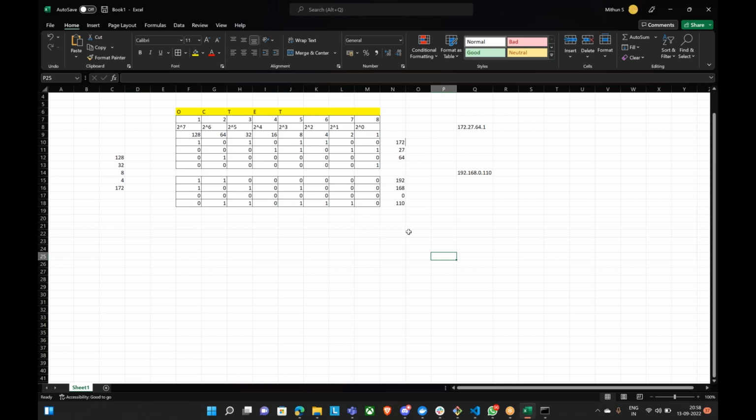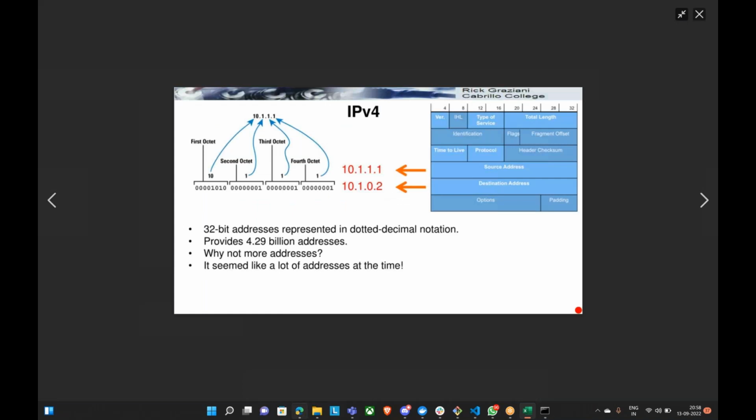Okay, so now you know how we can calculate the binary representation of a decimal number. Now they decided IPv4 is sufficient, and how will they get the 4.2 billion IP addresses? There is a formula to calculate how many IP addresses we will get. I will teach you that as well in a few minutes.